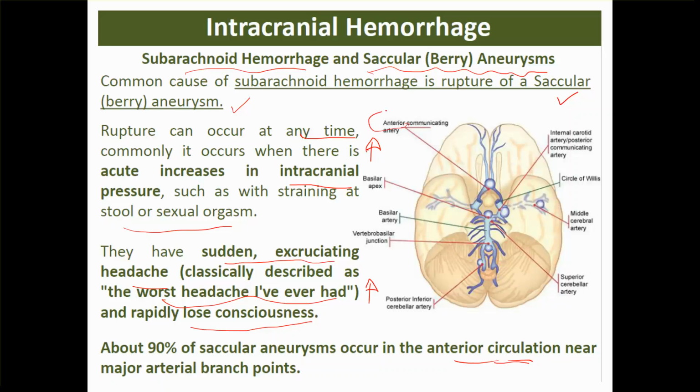So it could be here, at the anterior communicating artery, you can see one aneurysm over here. We can also see another one at the middle cerebral artery. So these are related to the anterior circulation, which is more common when compared to the posterior circulation, where there are other locations we can see in this diagram: near the posterior inferior cerebellar artery, PICA, near the vertebrobasilar junction, near the basilar artery, and also at the internal carotid artery and posterior communicating artery junction. So these are the other locations, related to the posterior circulation.